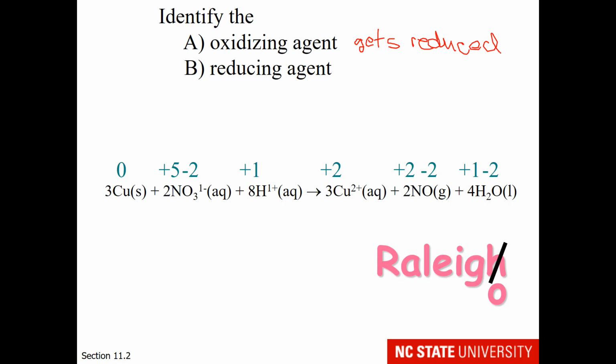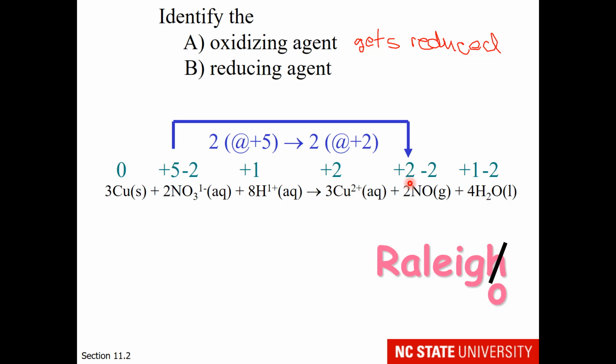Let's remember that the oxidizing agent gets reduced. Now looking at what's going on, we have copper going from 0 to +2. That's not it. Nitrogen going from +5 to +2. There it is. +5 to +2 is going down in oxidation state. We have 2 nitrogens at +5 going to 2 nitrogens at +2. So this gains 6 electrons and is reduced, making it our oxidizing agent. The nitrogen in the nitrate ion is our oxidizing agent.